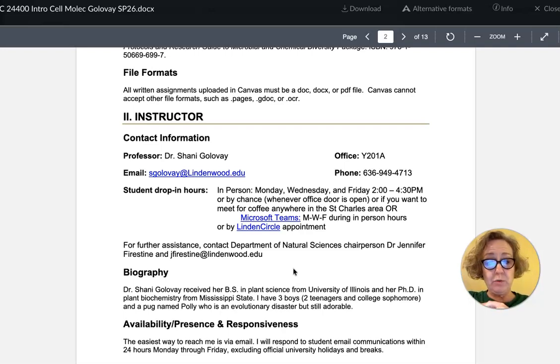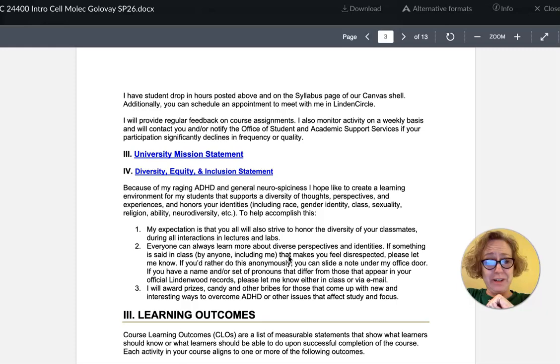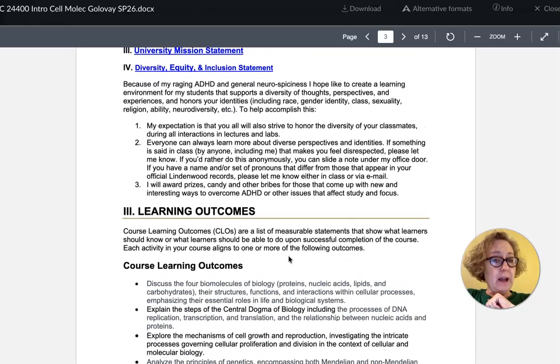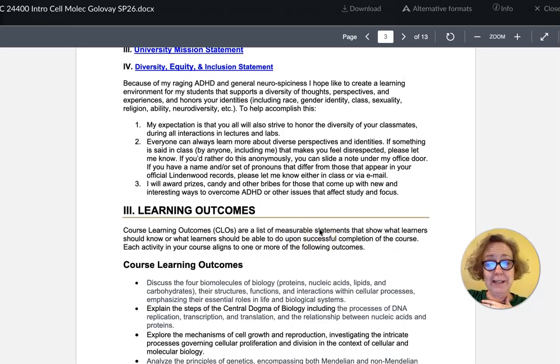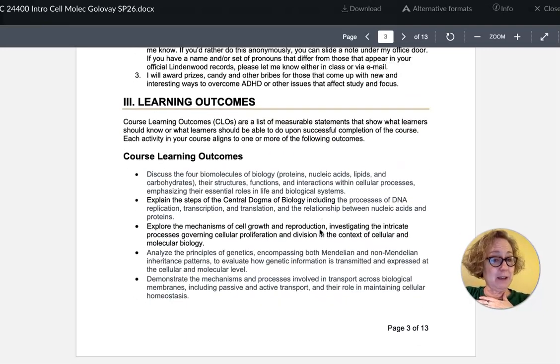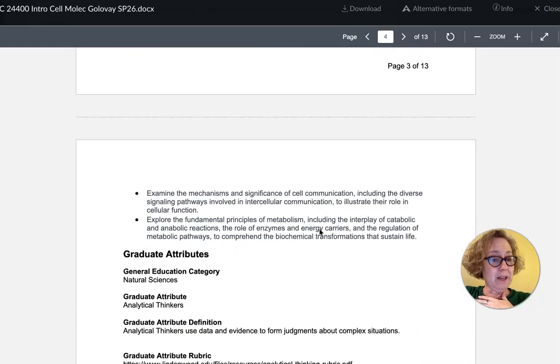Again, I'm in Y201A, second floor, around the corner, and sort of all the way around the corner, you will see my office. I'm also in the greenhouse all the time if you need me. I have raging ADHD, so if you have questions about being neurospicy, let me know, and we can talk about ideas and some things that have worked. And if you have ideas of things that will work, that would be great.